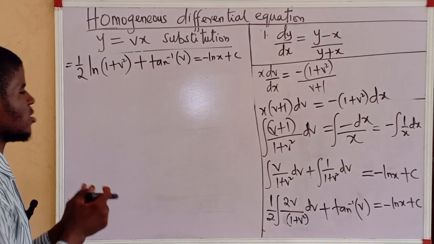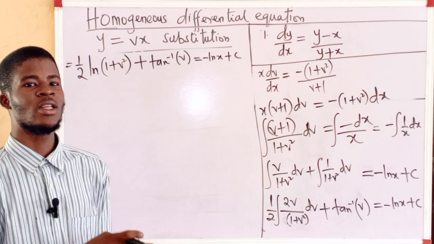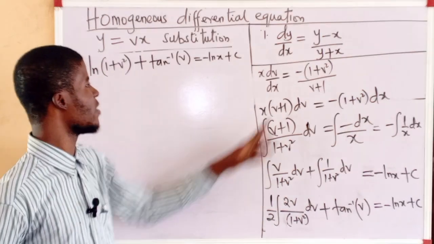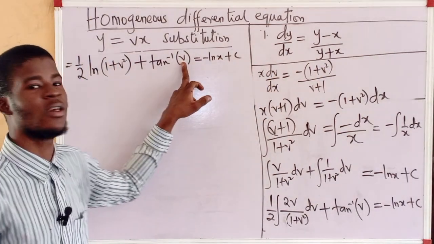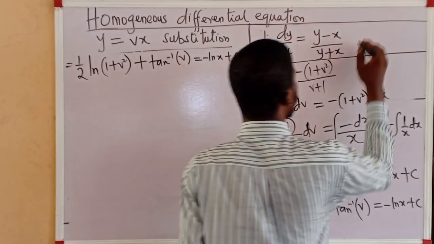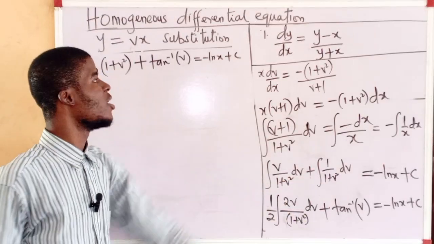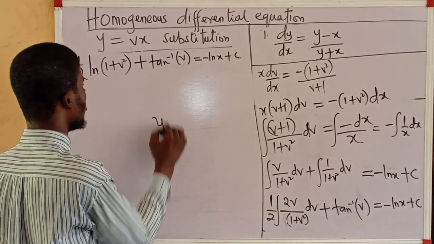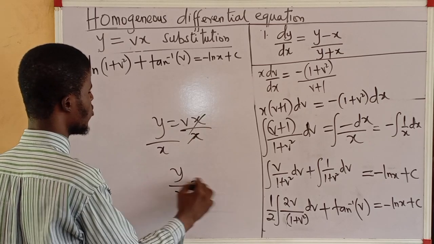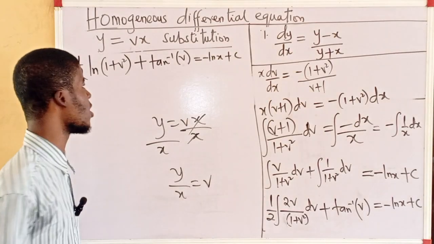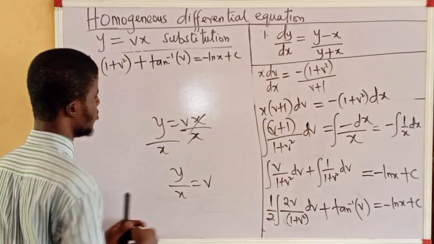So having gotten this, we have to make back that substitution to get the general solution. The equation we are given is in terms of x and y, but here it is in terms of x and v. So remember we said that let y be equal to vx. Remember that we said that earlier. So from here now, if y is equal to vx, divide both sides by x, so that y over x will be equal to v. v is equal to y over x. So we are going to write y over x now for v in this solution.